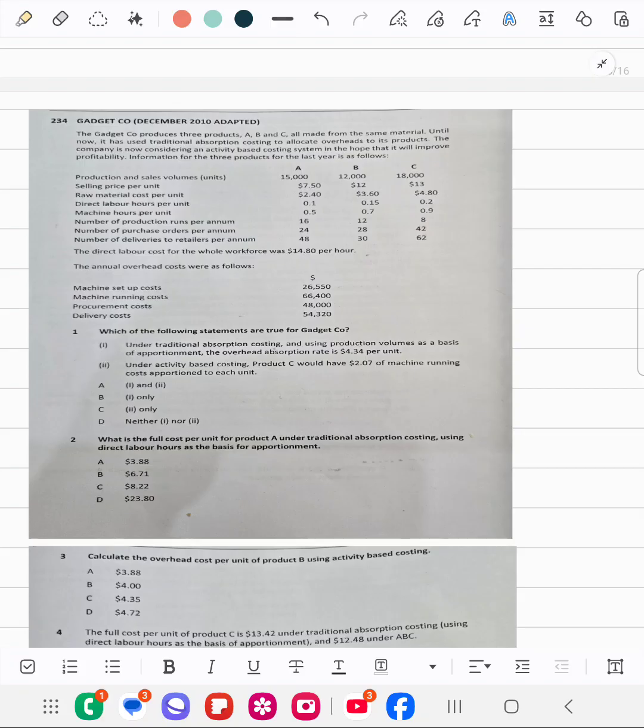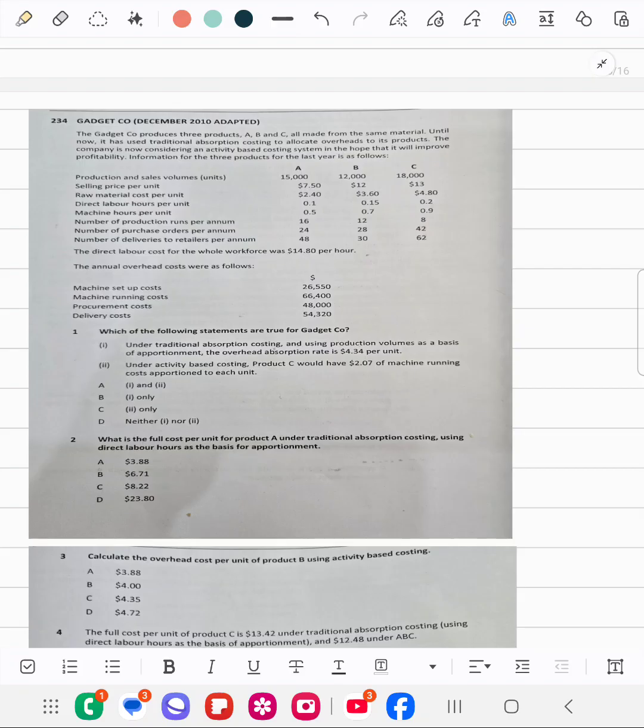Until now, it has used traditional absorption costing to allocate overheads to its products, and the company is now considering an activity based costing system in the hope that it will improve profitability. Information for the three products for the last year is as follows.